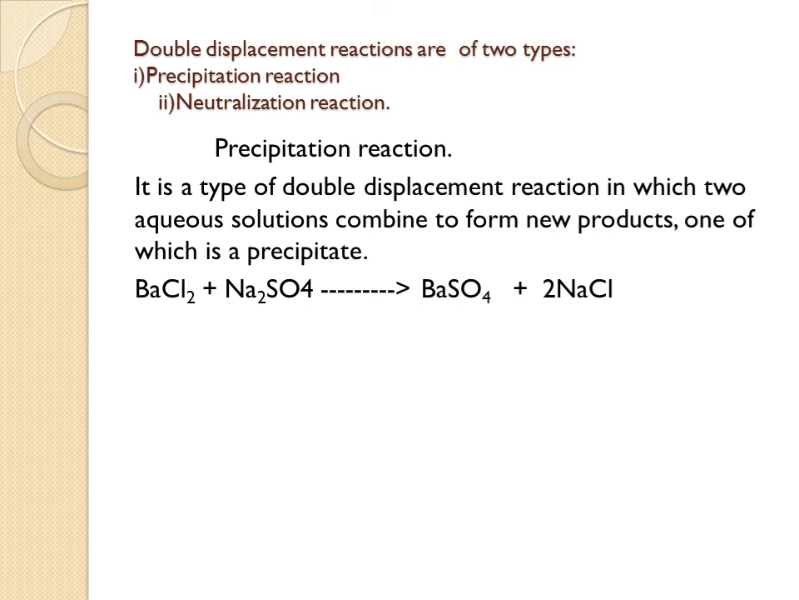An example is when barium chloride solution reacts with sodium sulfate solution, we get barium sulfate and sodium chloride. Barium sulfate is the white precipitate formed here. The white precipitate is barium sulfate.